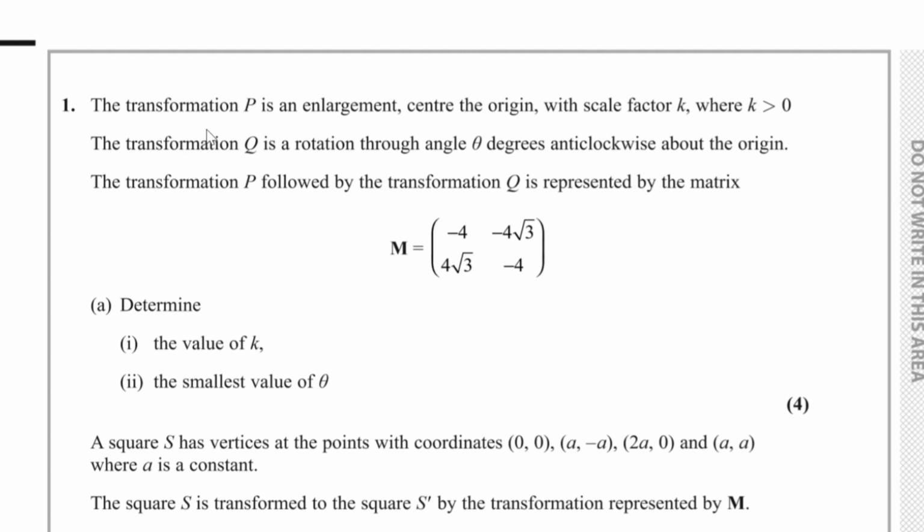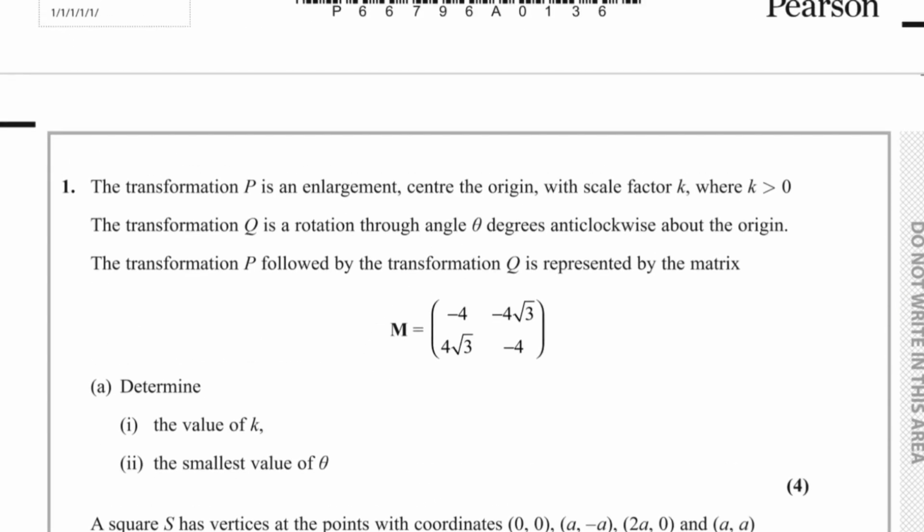Question number 1. The transformation P is an enlargement centered at the origin with scale factor k, where k is greater than 0. The transformation Q is a rotation through angle theta degrees anticlockwise about the origin. The transformation P followed by the transformation Q is represented by the matrix M, which is equal to minus 4, root 3, 4 root 3, and minus 4. For part A, we have to determine the value of k and the smallest value of theta.